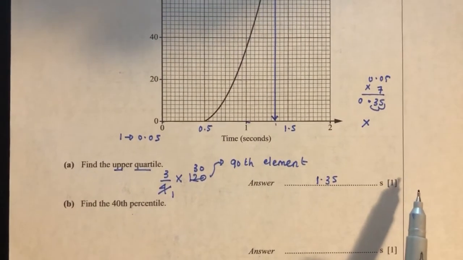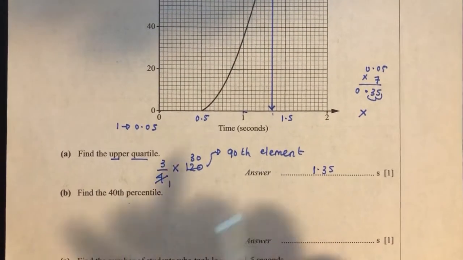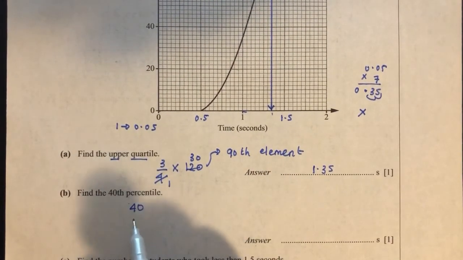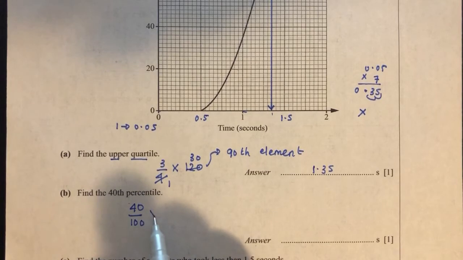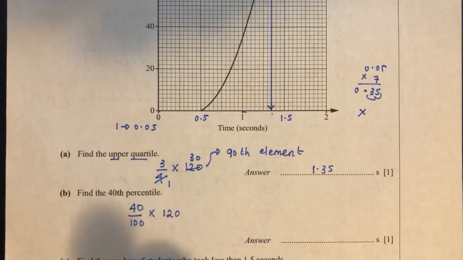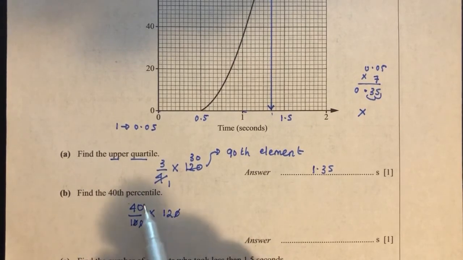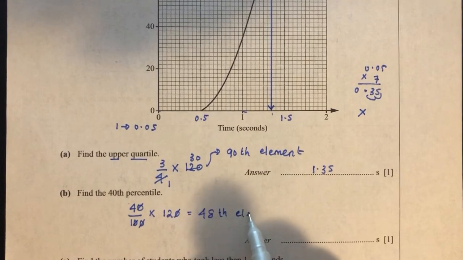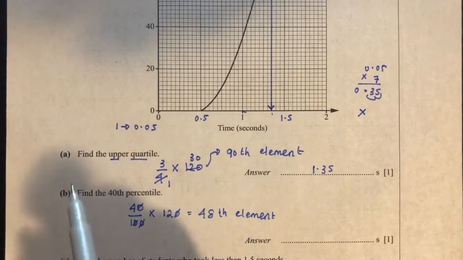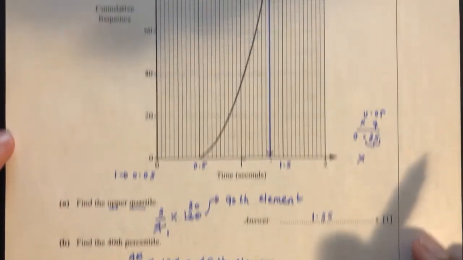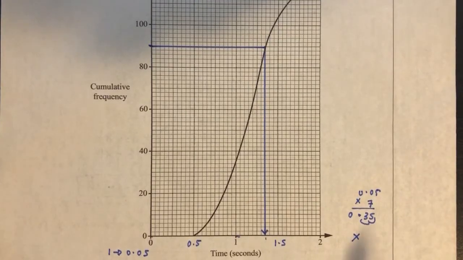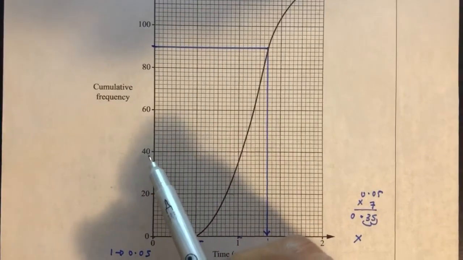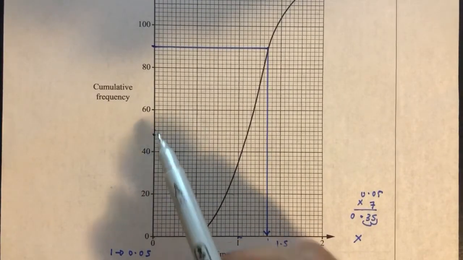How do you find this? So the 40th percentile is just 40%, so 40/100 times the number of runners we have. That will be the 48th element. So let's do the same thing we did on A. Find the 40th element of the graph. What do we have? So this is 40, this will be 50, and 40 will be here.